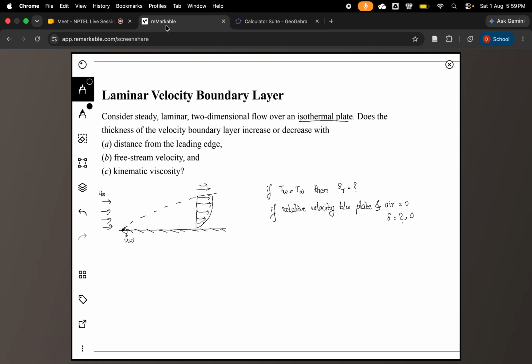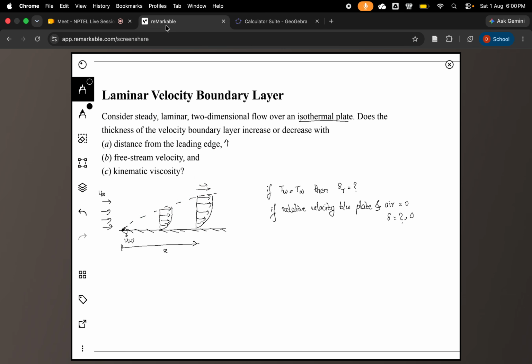So now the question here is, this is the distance from the leading edge, x. As I go farther away along x, will the boundary layer thickness increase or decrease? You can see here, I've already drawn it, so it is quite straightforward. But yeah, I shouldn't have drawn it in the first place. So here I have drawn that the boundary layer thickness is actually growing as a function of x. As the distance from the leading edge increases, the velocity boundary layer increases.